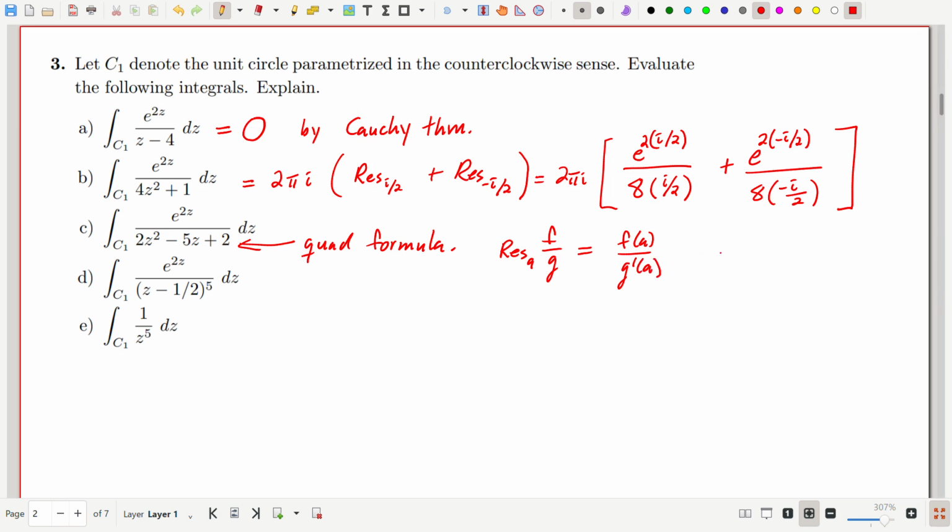when g has a simple 0. That means that g of a is equal to 0, and g prime of a is not equal to 0. That's a 0 of order 1. So that's not a hard one.